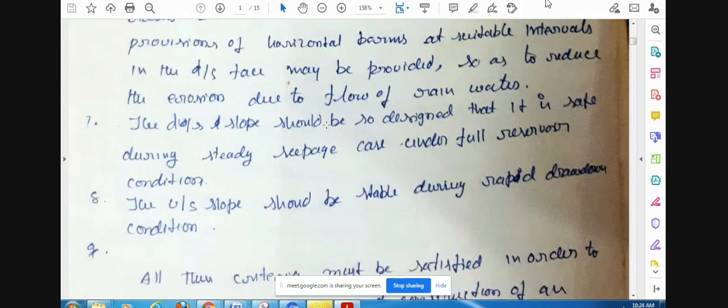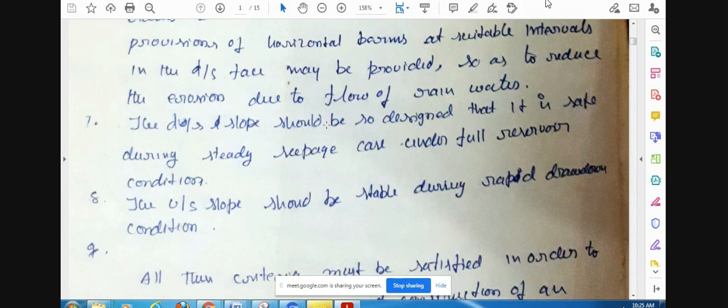Okay, similarly, the upstream phase slope should be stable during rapid drawdown conditions, right? In the last class also I discussed how a failure may occur if there is a sudden drawdown. If the reservoir is full at maximum reservoir level, what will happen? The entire voids on the upstream side will fill with water. When the water suddenly falls down, what will happen? The water stored in the gaps, that is the voids, will come out. So during that stage, there is a chance of collapse of the upstream phase.